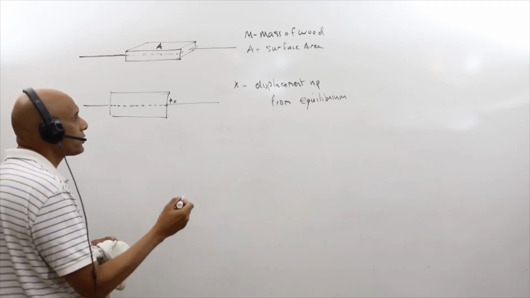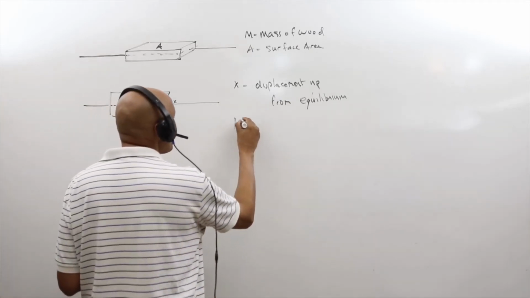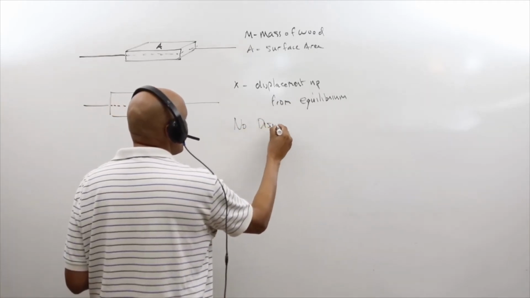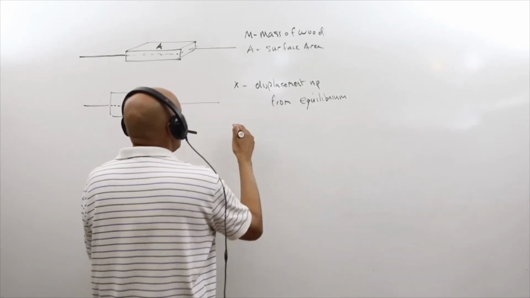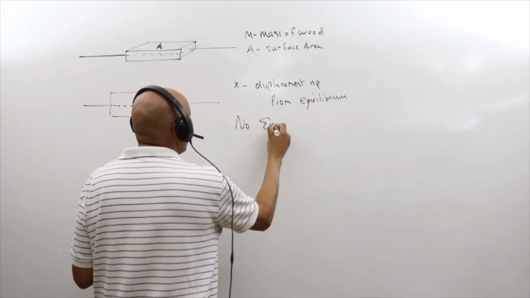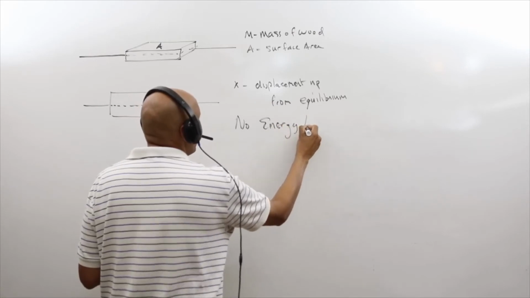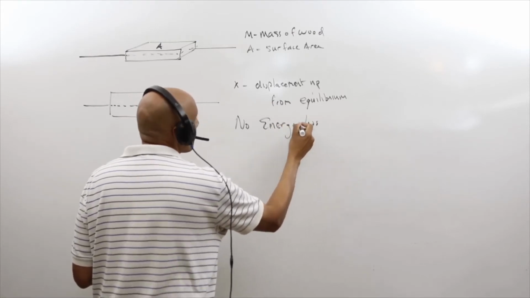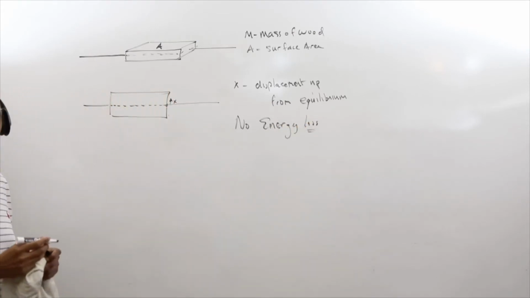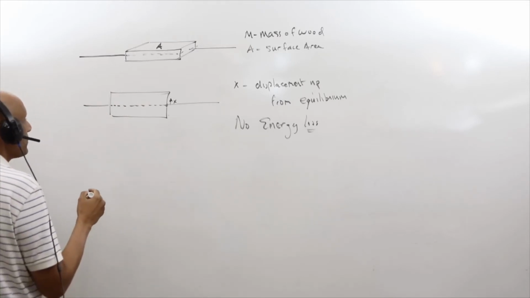I'm going to assume that there's no dissipation. So this model assumes no dissipation, no energy loss, which is not realistic, but let's just assume it's no energy loss. Okay, so how would we do it?